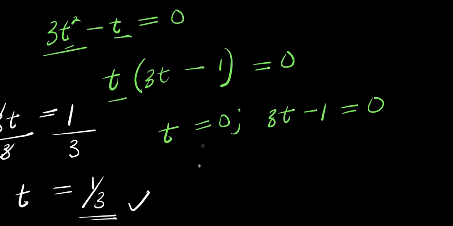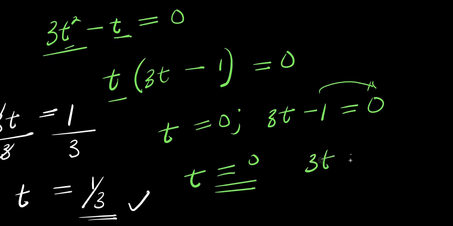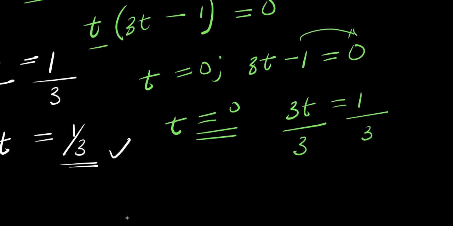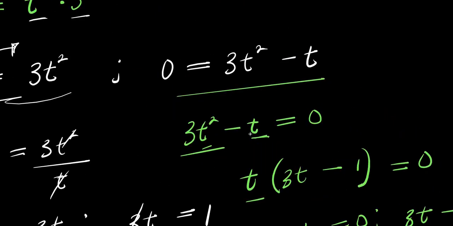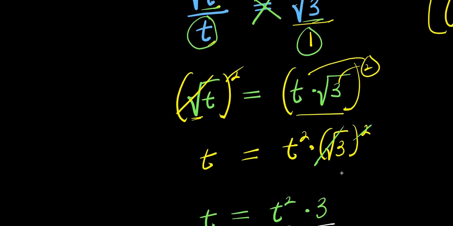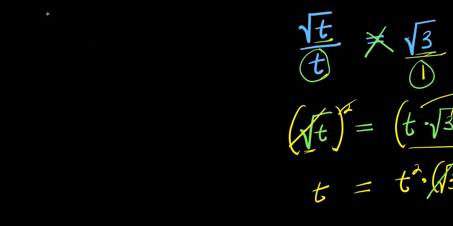So if t equals 0, that means this is solved already. For this, I move this over here. I have 3t equals 1. Divide this by 3. I divide this by 3. 3 eliminates 3. I have t equals 1 over 3. So I have another solution there. Now, that is one way of solving it.